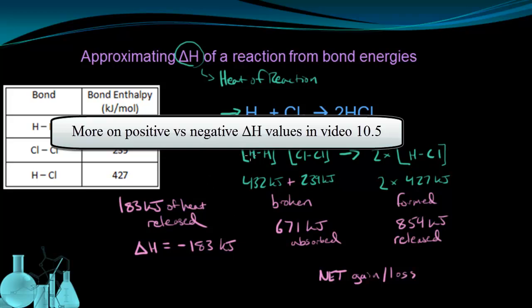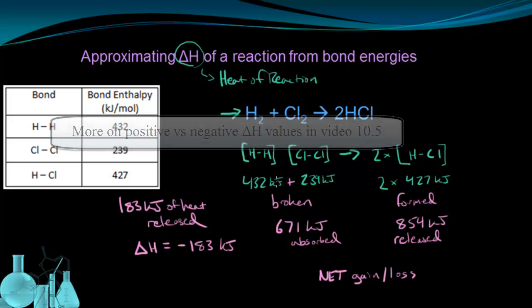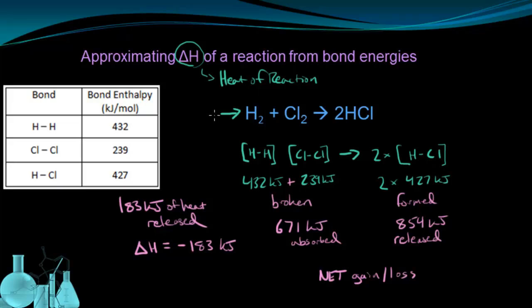This method of looking at the individual bonds being broken and formed in a reaction is a nice way to approximate the change in enthalpy or heat of reaction for any particular chemical change. It's not always going to be 100% accurate, but it is useful for seeing where this change in energy even comes from, because we're going to see that every reaction has a corresponding change in energy.